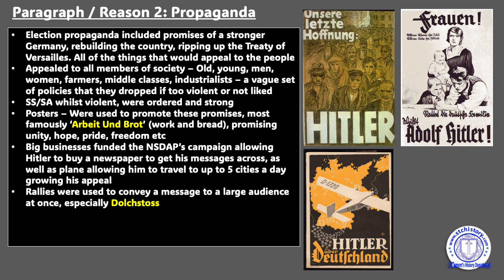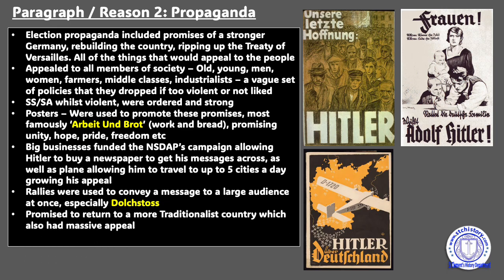The rallies were just used to convey a message to a large audience at once, usually related to the Dolchstoss and how weak the Weimar Republic is, or reminding them of how bad it's been over the last 15, 20 years, particularly the Treaty of Versailles. And then lastly, the promises to return to a more traditionalist country had also a massive appeal, especially to those people who didn't particularly like the Stresemann years, with women getting a bit more freedom and things like that. So the Nazi Party are offering a lot here in this general election.